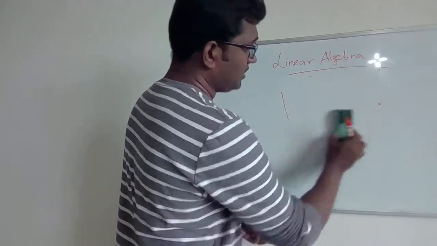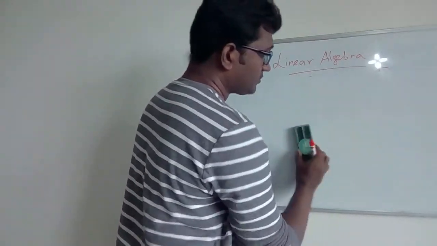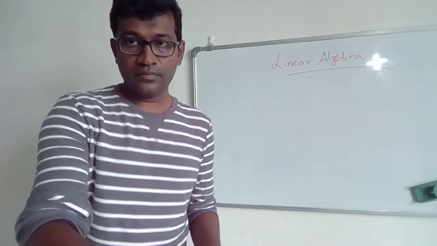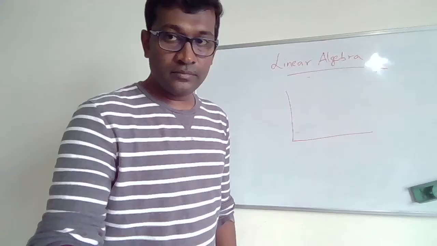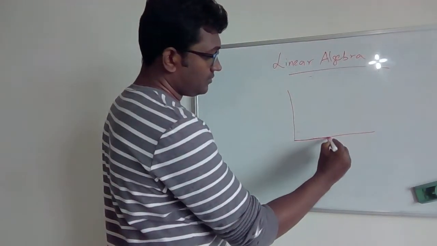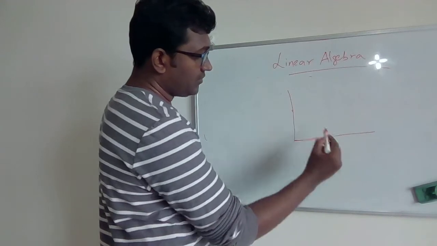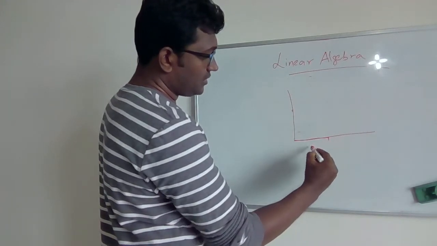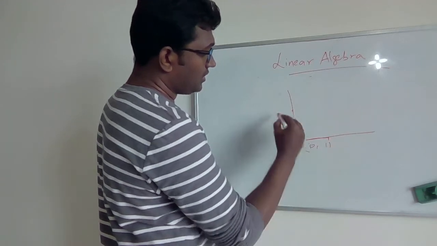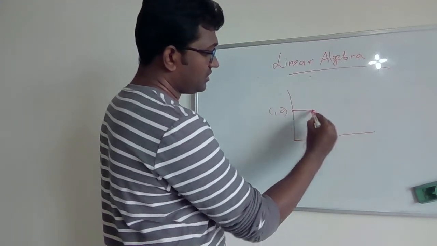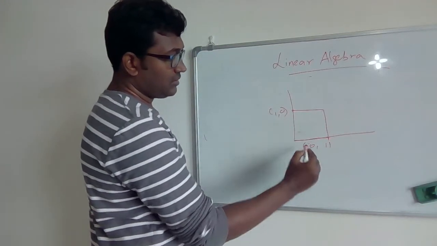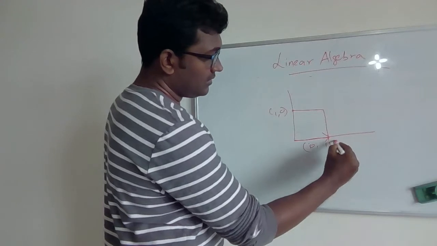I'll give an example of a determinant. Let's say you have a vector of length 1, with coordinates 0, 1, and 1, 0. This is the original shape of the vector, and this is the position of i hat and j hat.